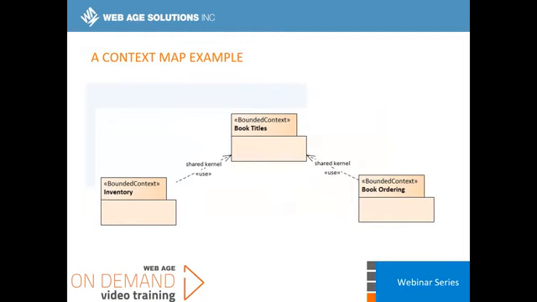Now, there's no mapping between this bounded context and any of the subdomains. There is no book titles subdomain in our problem domain analysis. So this becomes a solution space artifact, a software design artifact that we start to employ. And so both inventory and book ordering are mapped to the book titles through a shared kernel mapping.